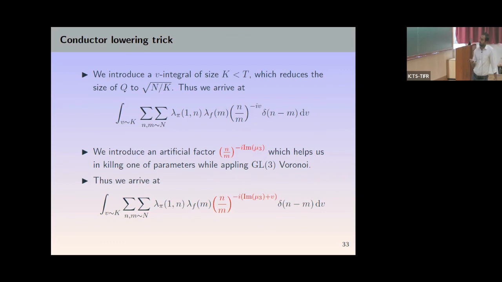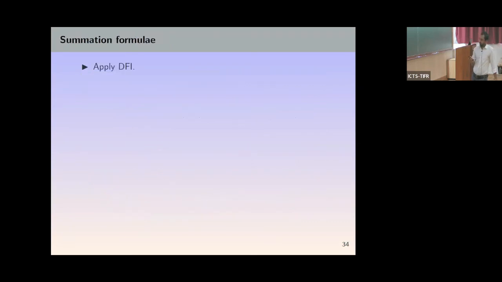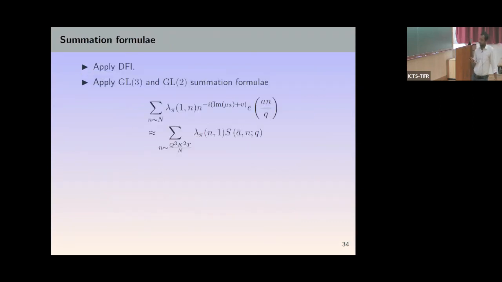Now you apply the DFI delta method, and then you apply various summation formulas: the GL3 Voronoi summation formula and the GL2 Voronoi summation formula. For example, the GL3 Voronoi formula will give you the dual length to be like Q cube K square T by N, and this GL3 coefficient, and here this S(a bar, n; q) is the Kloosterman sum that will come up, and there will be some integral transforms.